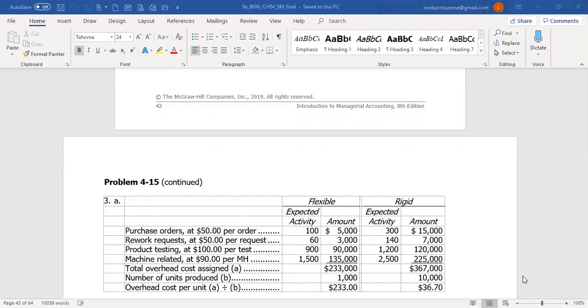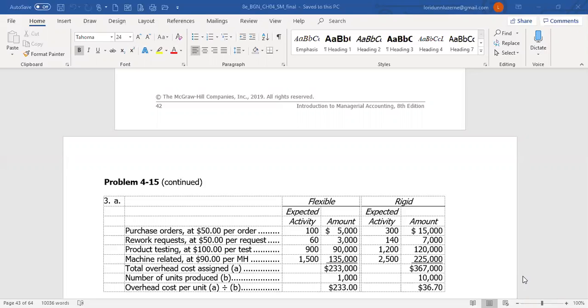Well, if there are 100 purchase orders related to the flexible, that's $5,000. If there are 60 rework requests, 60 times $50 per request, $3,000 is the total cost assigned to that activity pool. If there are going to be 900 tests related to product testing, and you charge $100 per test, $90,000 is associated with that for the flexible.